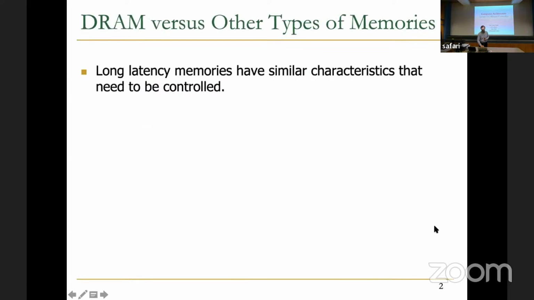So let's get started. Basically, all memory needs to be controlled in the end. We've been talking about in-memory computation. In-memory computation needs to be controlled also, but we're not going to talk about it. Assume that memory is a device that gives you data when you access it. You need to control it, essentially. That's the function of a memory controller, one of the functions, I should say. And all long latency memories have similar characteristics that need to be controlled in somewhat similar manners.